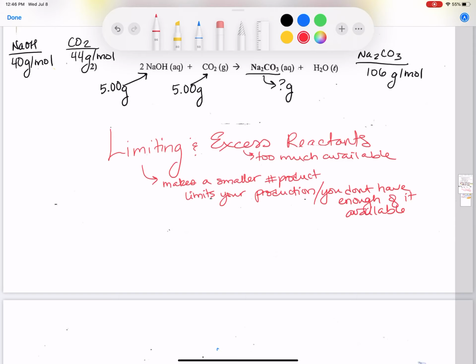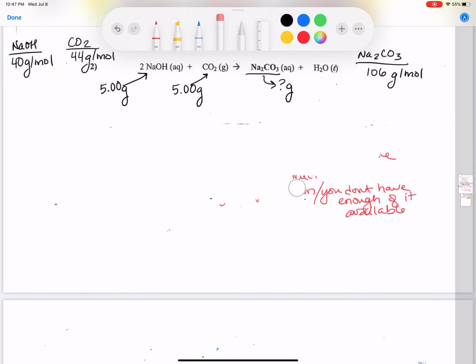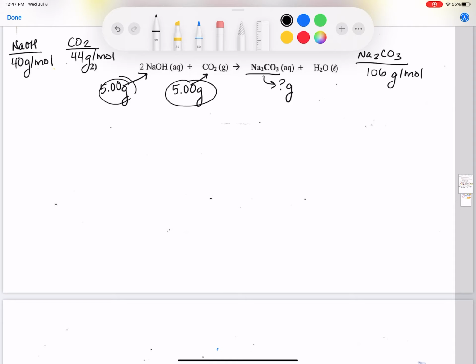And so once you're coming to work through a limiting reactant problem, you're going to want to always be comfortable identifying who is the limiting reactant, who's the excess reactant, and how much product you're going to end up making. And so in this particular question, for question number 2, the two reactants start with the same quantity. They both start with 5.00 grams.